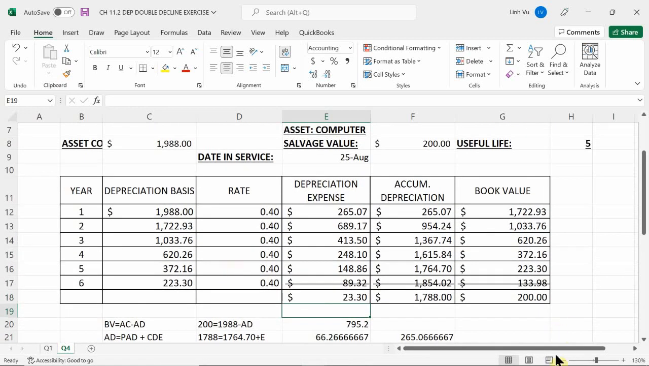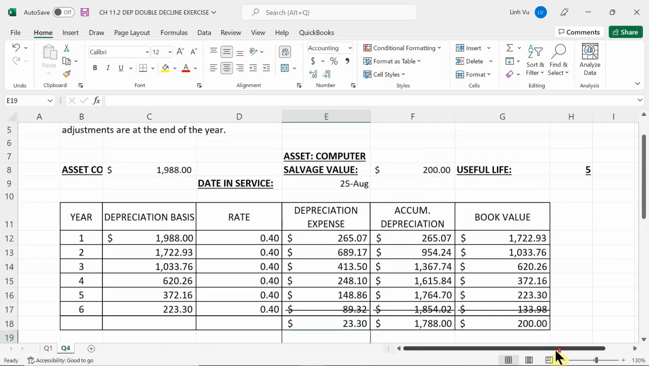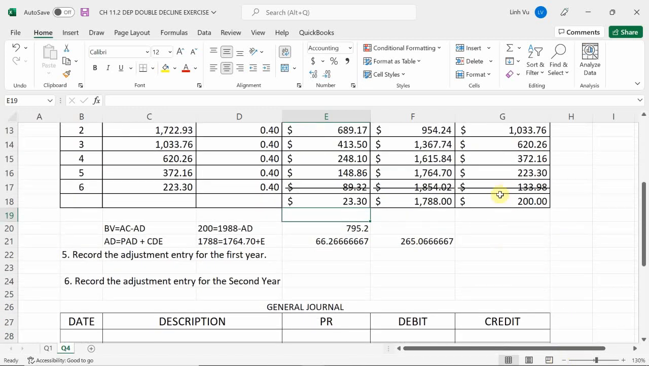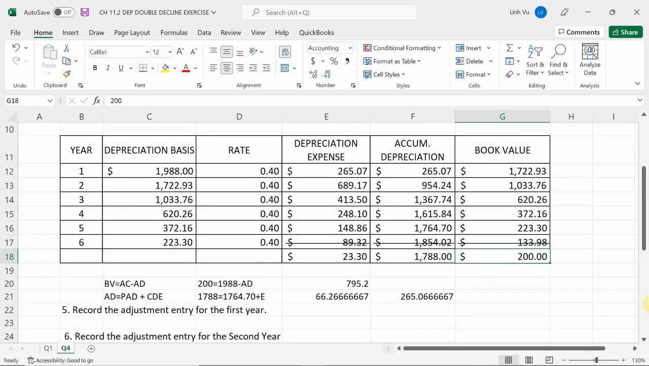Okay, so if we know book value needs to equal salvage value, right? So in this case, what is my salvage value? Salvage value is 200, right? So that means that is my ending balance right there. And the formula that I use to solve for book value is book value is equal to my asset cost minus accumulated depreciation, right? So it'd be 1988 minus 200. Correct. To get your accumulated depreciation. So then now I get 1788.